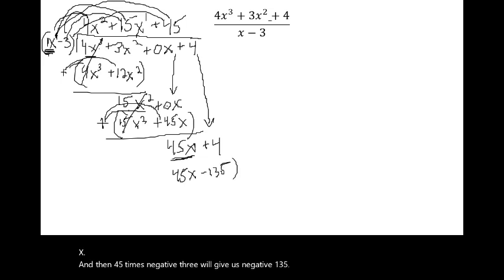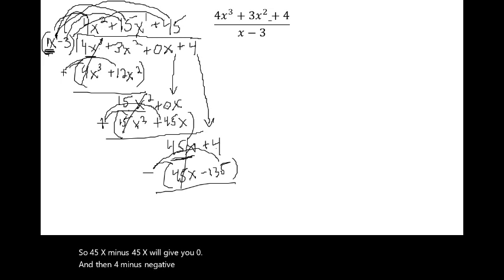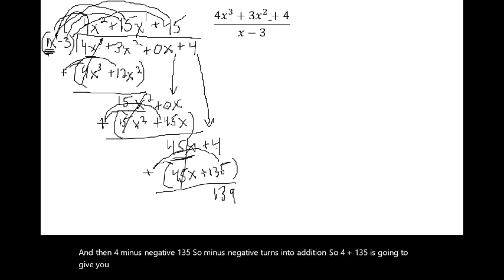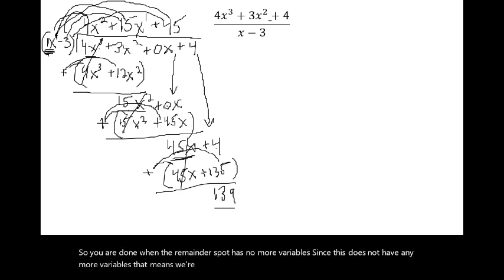Then you're going to put parentheses around each of these and subtract. Don't forget that the minus sign is going to go to both terms. So 45x minus 45x will give you 0. And then 4 minus negative 135, so minus negative turns into addition. So 4 plus 135 is going to give you 139. So you are done when the remainder spot has no more variables. Since this does not have any more variables, that means we are done, and 139 is our remainder.